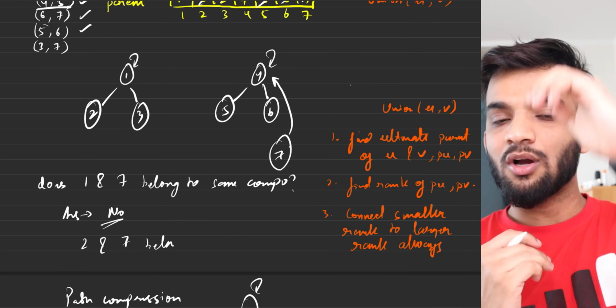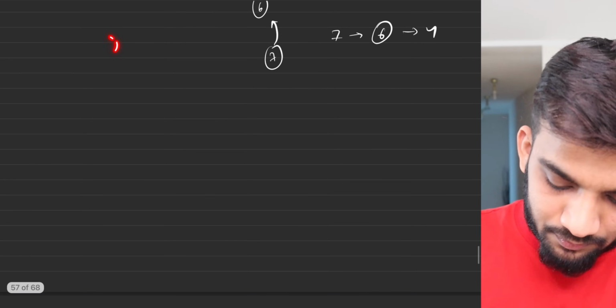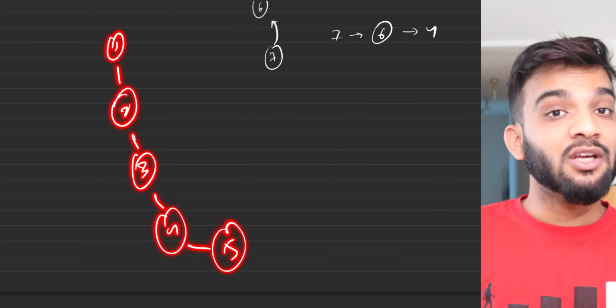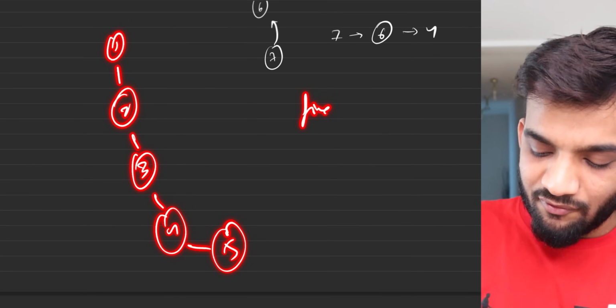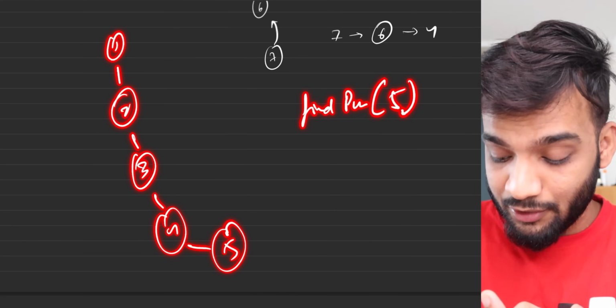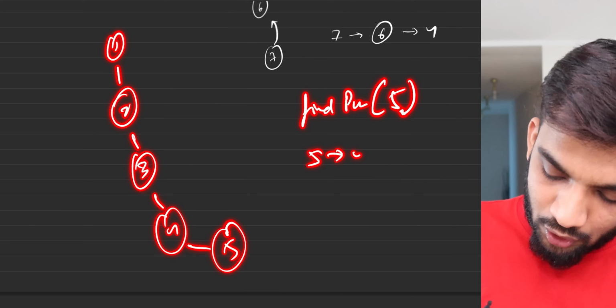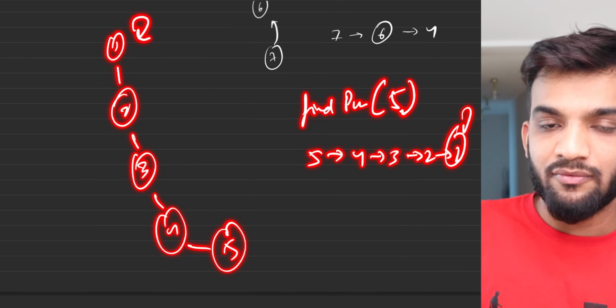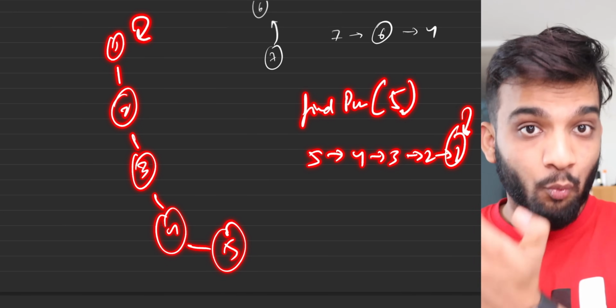Imagine the tree to be longer. Imagine the tree was something like this. Just take it as an imagination. And someone said, find parent of 5. So what will you ideally do? You'll go to 5, you'll go to 4, you'll go to 3, you'll go to 2, you'll go to 1. And at 1, you'll find he's the parent himself. And you'll say, 1 is the parent.